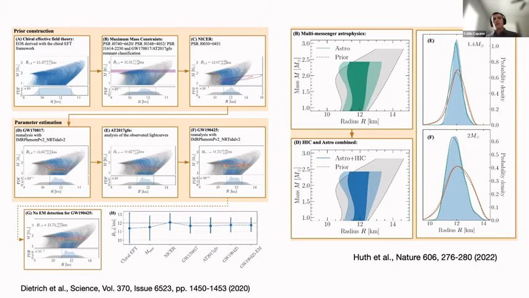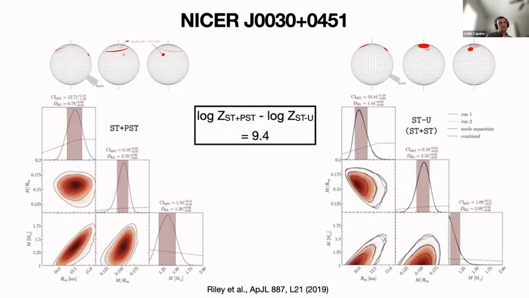Now, one thing to keep in mind, though, with these NICER results is they have to figure out what the hotspot configuration is on the star that they're observing. And Garrett talked about this a bit earlier. Essentially, you have these hotspots where the X-rays are being emitted from, and that's the thing that the telescope is observing. And so to figure out what the radius is, and also in the case of J0030, what the mass is, you have to figure out what is the configuration of the hotspots. Where are they, the number of hotspots, where are they on the star, and their shape. And what you get for those results affects what your mass radius posterior is.